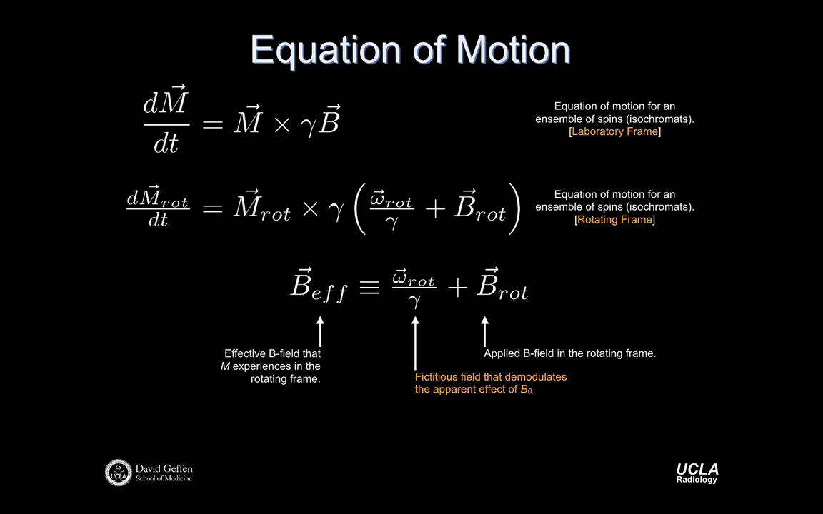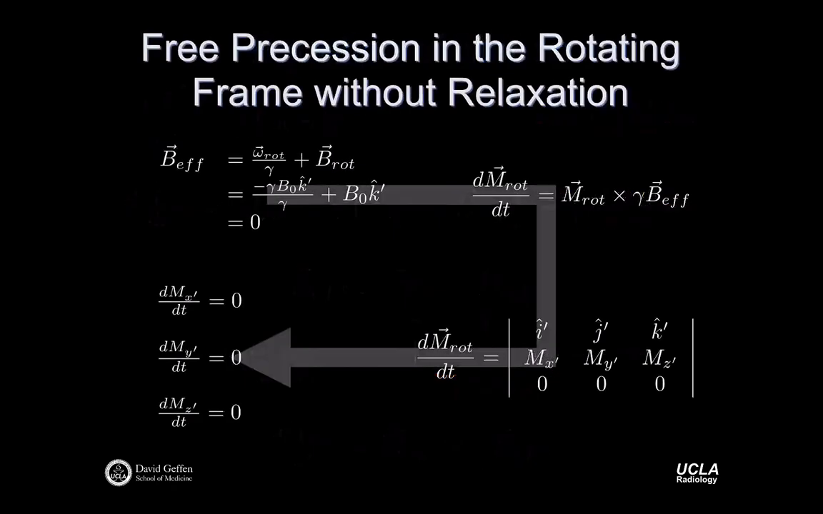And so if you want to work with the equation of motion in the rotating frame, you have to figure out B effective. To figure out B effective, you always have this fictitious field plus the B field in the rotating frame. And so we went through a couple different exercises of free and forced precession when we added in those terms. And it basically ended up looking like this. Just by way of substitution, we can have maybe the simplest form of the equation of motion in the rotating frame.